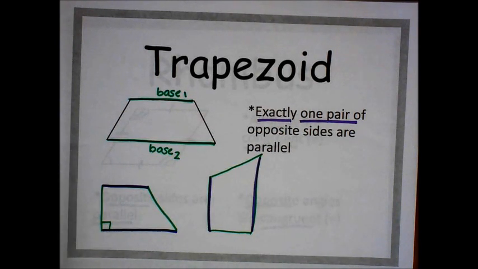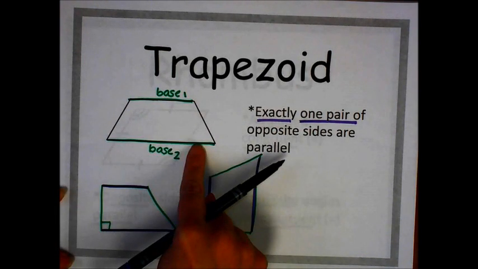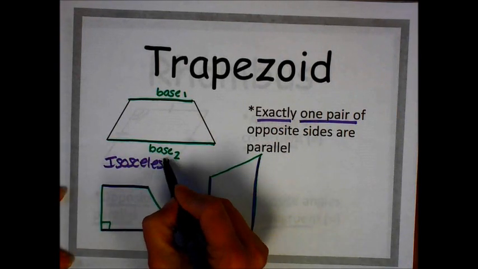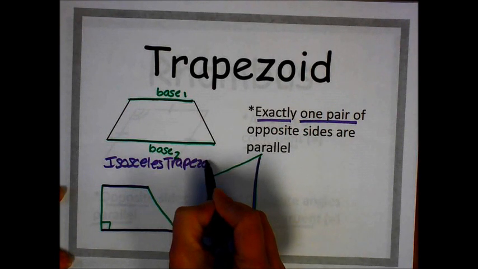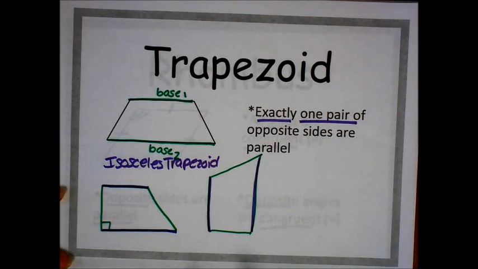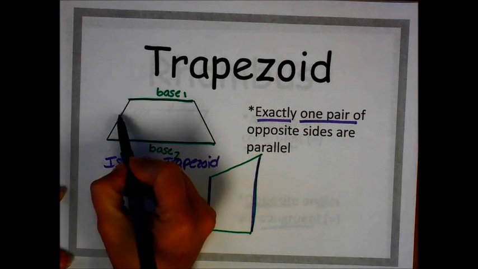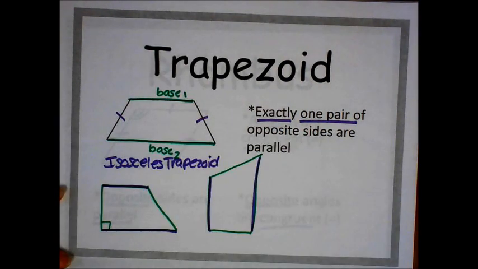Now, there's a special kind of trapezoid, and this is an example of one here. This is what I would call an isosceles trapezoid. Think back about an isosceles triangle. You know that an isosceles triangle has two equal sides. Therefore, an isosceles trapezoid is going to have two equal sides also. In this case, the left side and the right side are congruent.